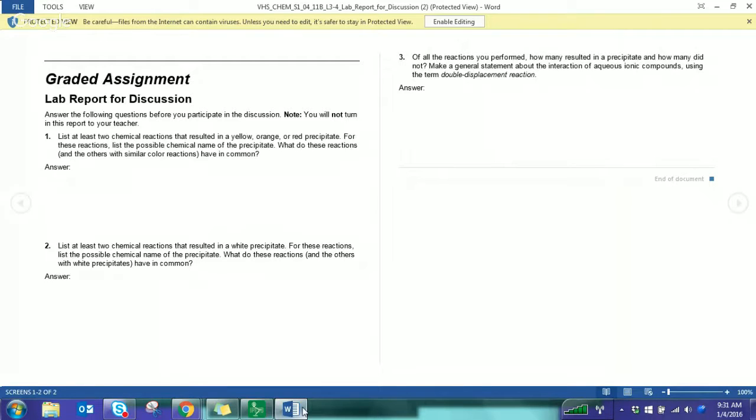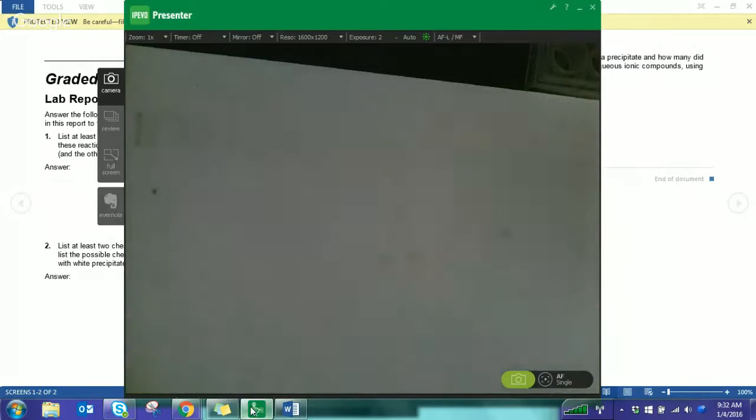All right. Then you do the same thing in question 2. List at least 2 chemical reactions that resulted in a white precipitate. For these reactions, list the possible chemical name of the precipitate. What do these reactions and the others with white precipitates have in common? All right, so I'm going to do this first one for you. Show you what you need to be doing here. That's why I have this piece of paper. And where did the pen go?